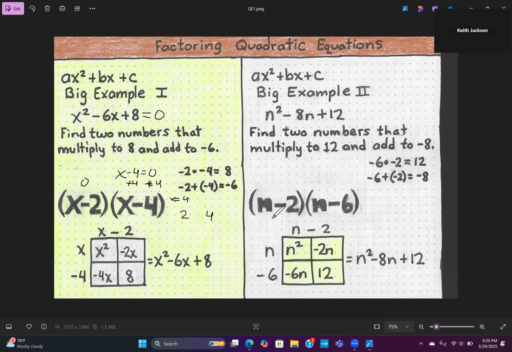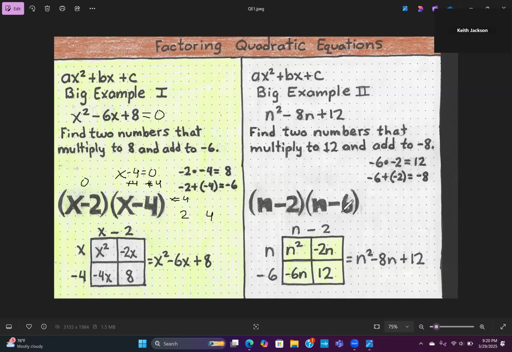Let's move on to our second big example, in which we have n squared minus 8n plus 12. We're going to find two numbers that multiply to 12 while at the same time adding to negative 8. Those two numbers are negative 6 and negative 2, because when you multiply those two numbers together, you will get 12. At the same time, when you add a negative 6 to a negative 2, you get a negative 8. So those numbers work.